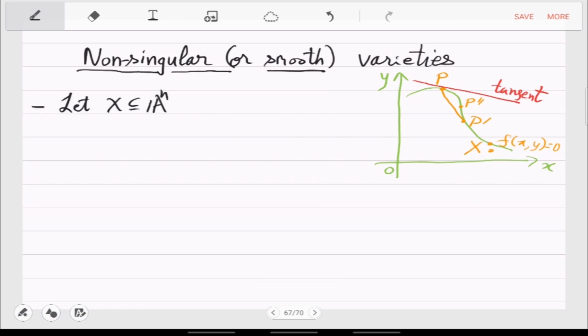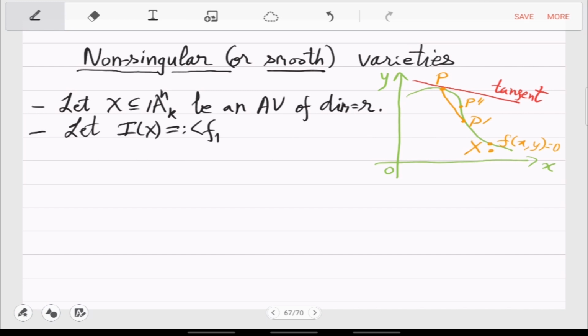So let X be an affine variety. Let I_X be the ideal defining it. It's the ideal in A, which is the coordinate ring of the affine variety. And pick a point in X. With this intuition of line, what you want is actually a vector space. Instead of defining tangent, now what you should define is a tangent space.